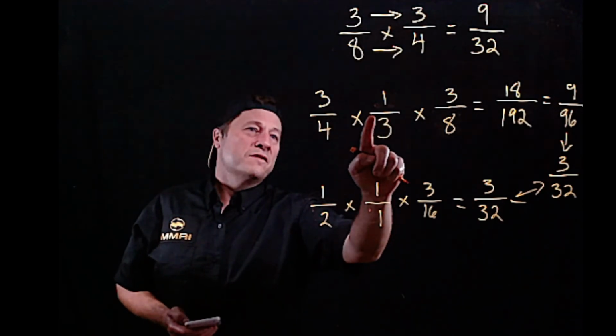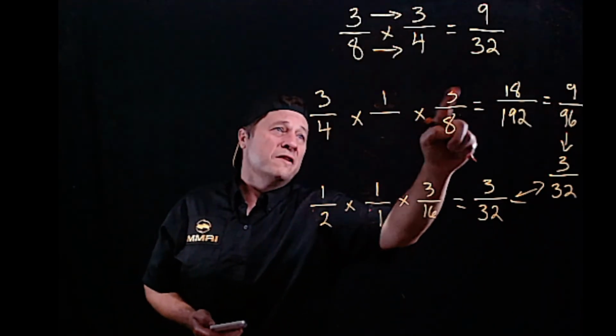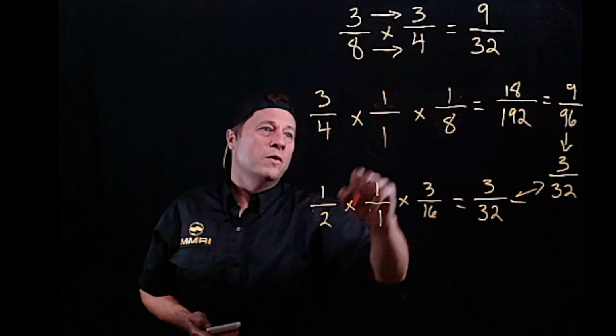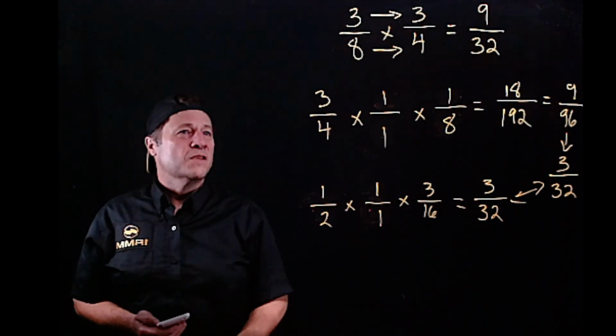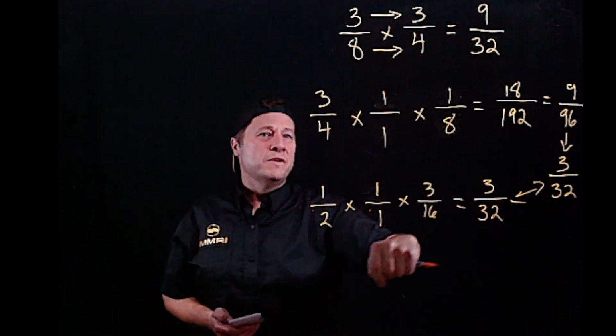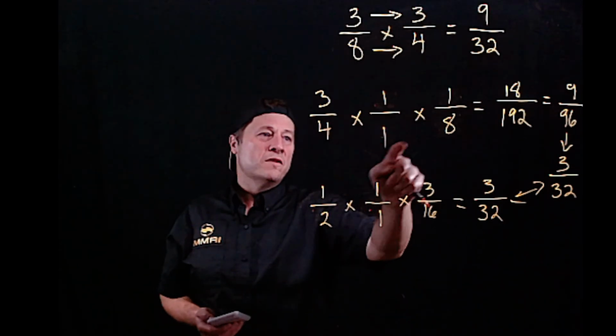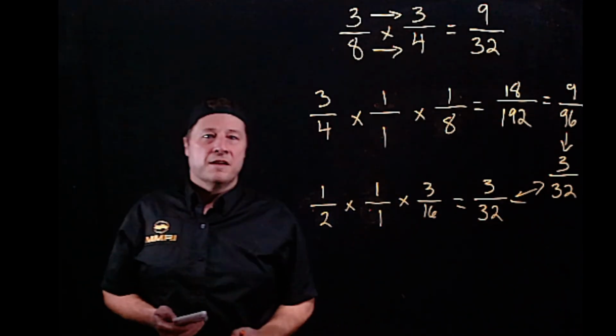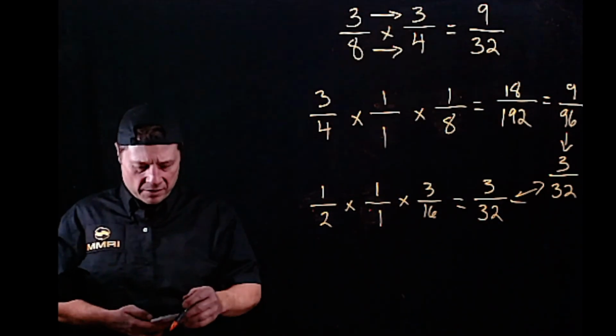Yeah, we can only do it once. And then we can take this 3 and this 3 if we want and make it 1 and 1, right? So 3 times 1 times 1 is 3. 4 times 1 is 4 times 8 is 32. Okay, so as long as it's an opposite numerator and denominator.